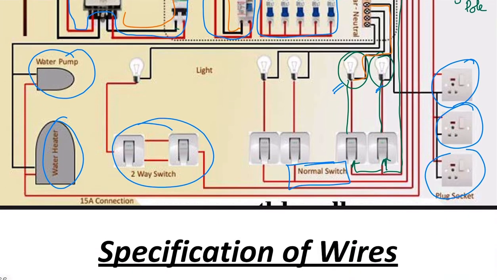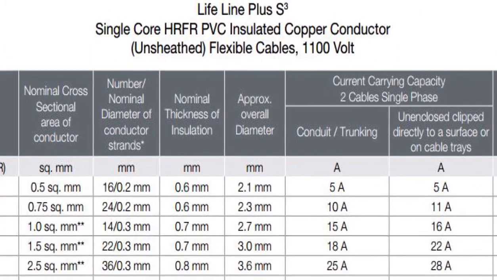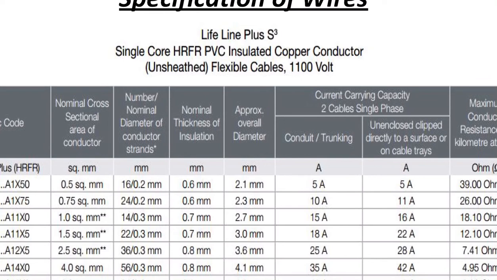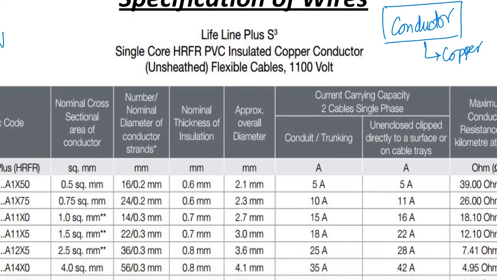Now, when we talk about house wiring, you have to see that basically this is a copper conductor. As I have mentioned in the previous lecture, copper being a very good conductor of electricity is preferred for conductors inside the homes. So the conductor is copper, and this copper is in the form of wires.